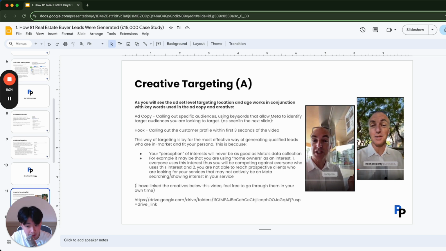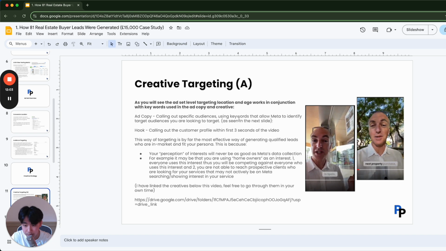Regarding the hook of the video or whatever creative you're using, calling out the customer profile within the first 3 seconds of the video is very important as well with this style of targeting. This way of targeting is by far the most effective way of generating qualified leads who are in market and fit your persona. This is because your perception of interest will never be as good as Meta's data collection.